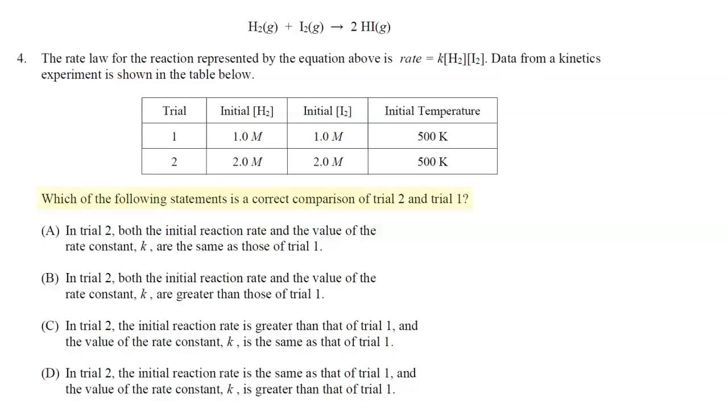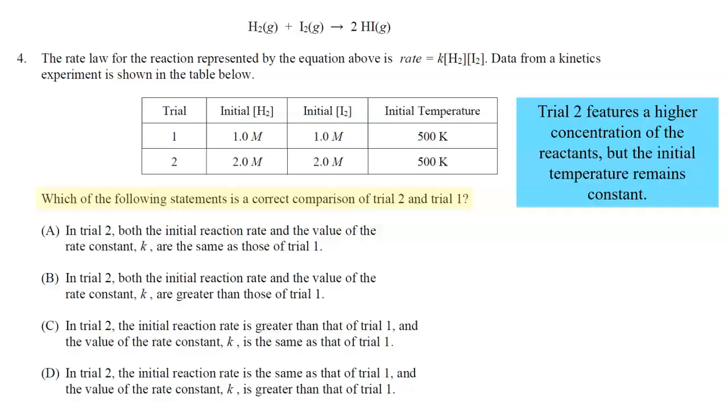Now, which of the following statements is a correct comparison of trial 2 and trial 1? And as you can read through the 4 answer choices in question 4, it's talking about comparing the initial reaction rate between these 2 trials, as well as the value of the rate constant K for these 2 trials. So trial 2 features a higher concentration of the reactants, but the initial temperature remains constant.